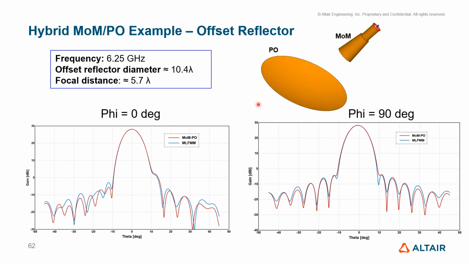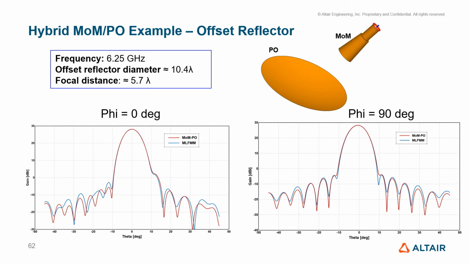As an example here, we can take an offset reflector and apply physical optics onto the reflector structure itself and method of moments to the feed horn. And of course, this is 10 wavelengths in diameter. So it's not a huge structure, but still to validate the method of moments and physical optics approach, as well as working with MLFMM, you can see that physical optics gives reasonably good answers in the main lobe and also well follows the trend in the side lobe levels as well. So in case there are computer resource issues, instead of using MLFMM, one can use the method of moments and physical optics approach.